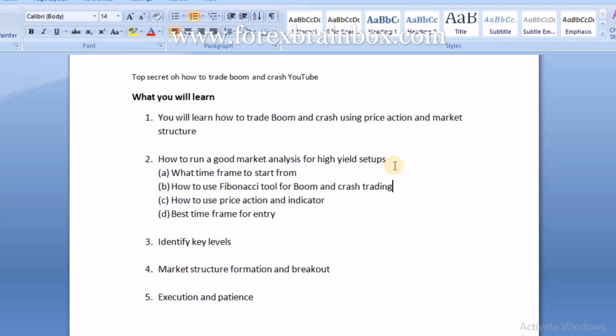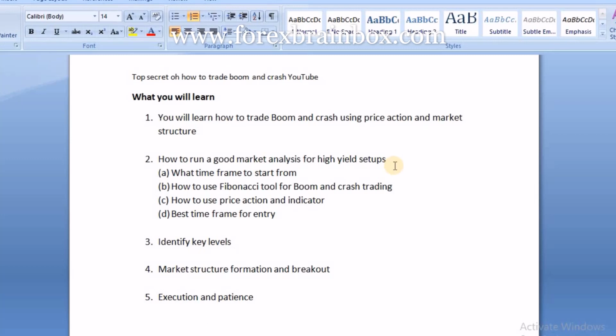Then within it, you have what time frame to start from. What time frame are you looking at doing your market analysis? Is it 15 minutes? Is it 1 hour? You don't want to go to a time frame that is way too high or way too low, depending on the asset you're trading, because some assets require that you go for a longer time frame, while some others you can go for a lower time frame.